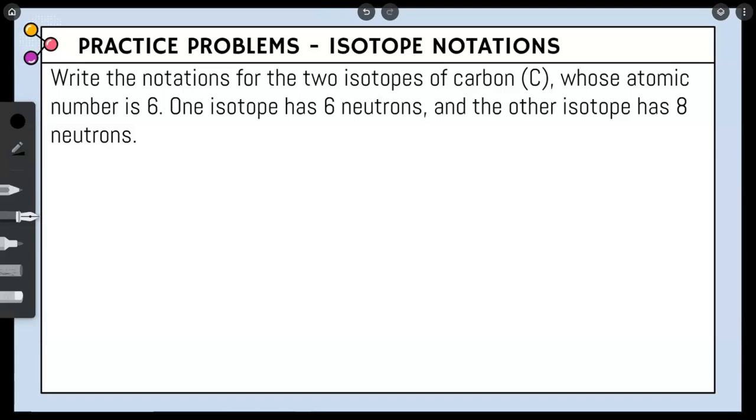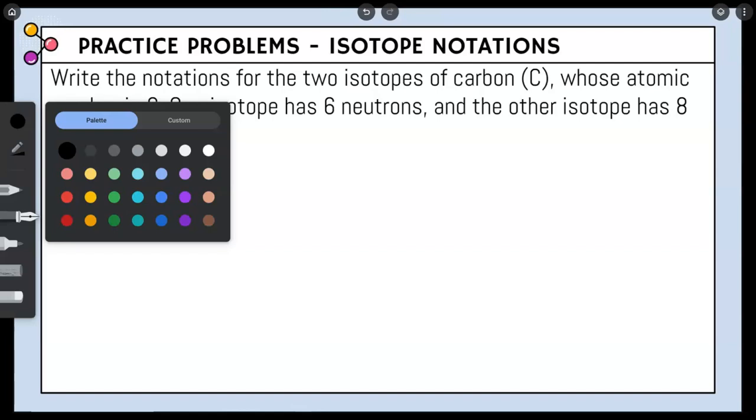Now previously I said there's two different ways to notate isotopes. The first one is just the atomic name dash mass, and the other one was with the ZAX notation. So I'm going to show you how to do both. So first it's the atomic name dash mass. We have two isotopes. The isotope's name is carbon. So let's just go ahead and write carbon twice since we have two isotopes that we need to do two notations for.